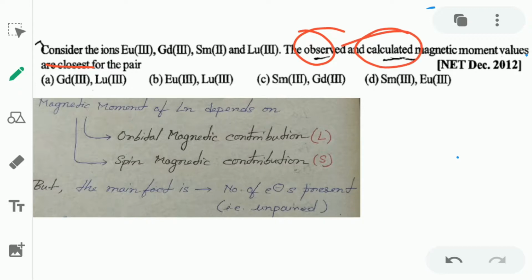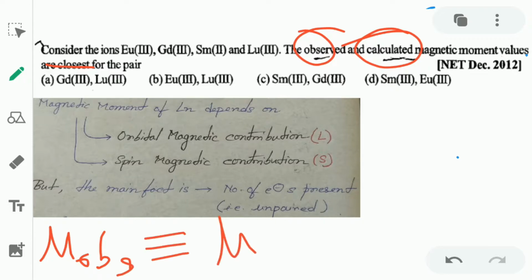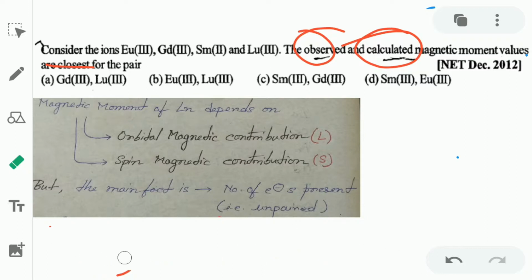That is, we need to determine mu observed equivalent to mu calculated. Okay? So let's check the options given below. To know the answer properly, we need the main concept behind the magnetic moment of the inner transition element.